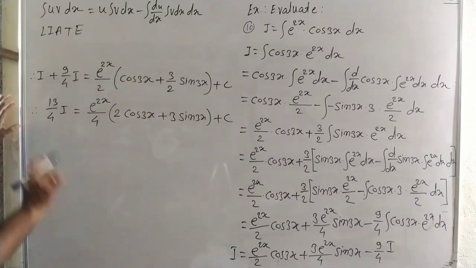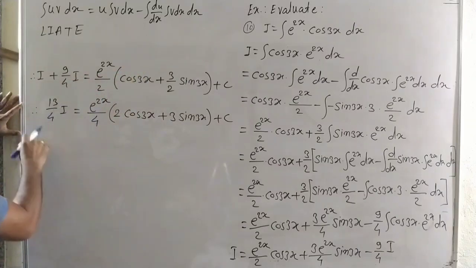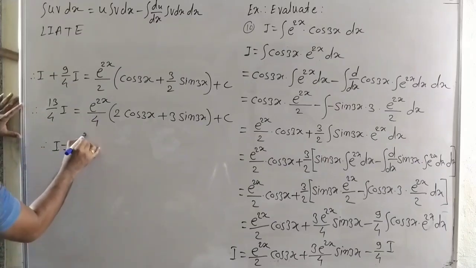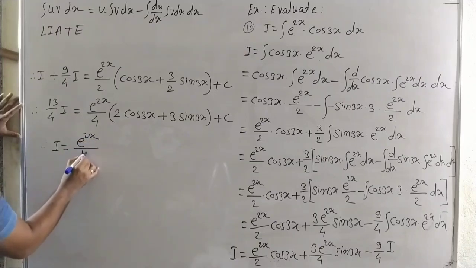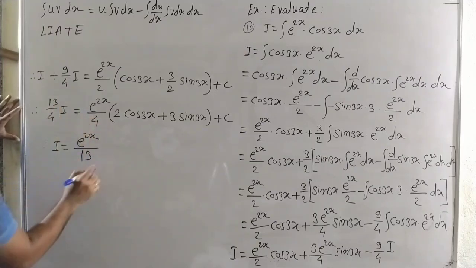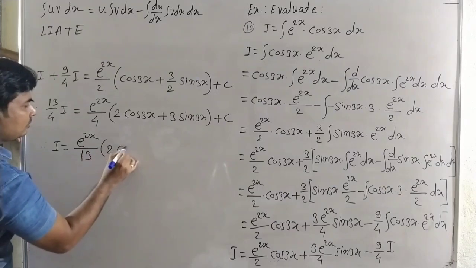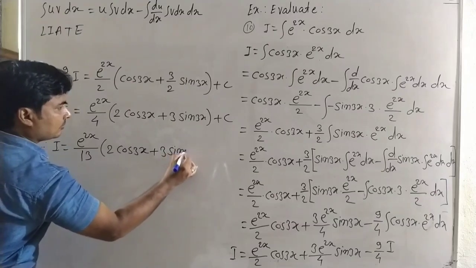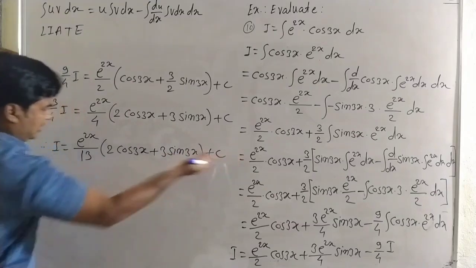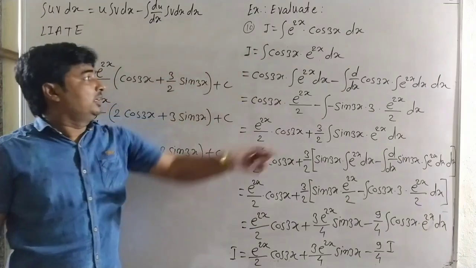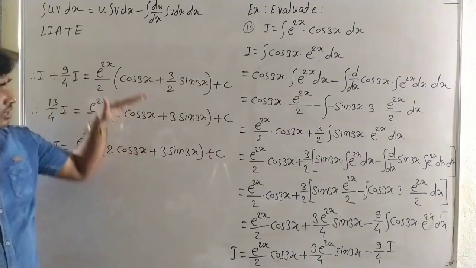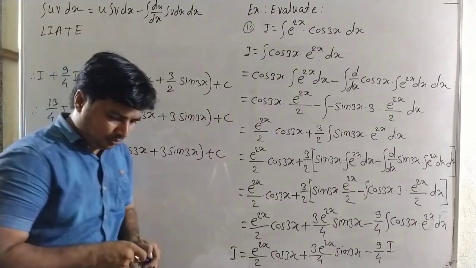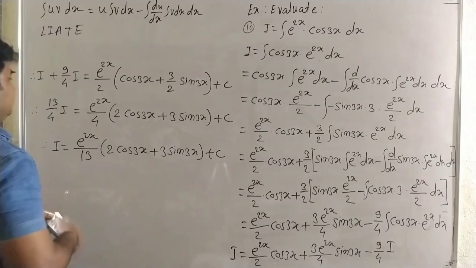Okay, now in the last, the 4 gets cancelled and 13 goes to the denominator, and therefore I is equal to e raised to 2x upon 13 into 2 cos 3x plus 3 sin 3x plus c. Here is the last answer of this term. It is a repeated integral. Okay, see carefully this. It is a repeated integral. Now we see the next example.